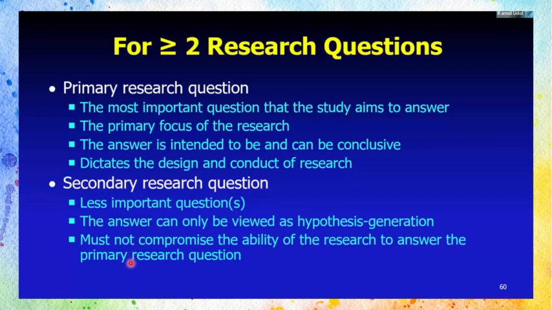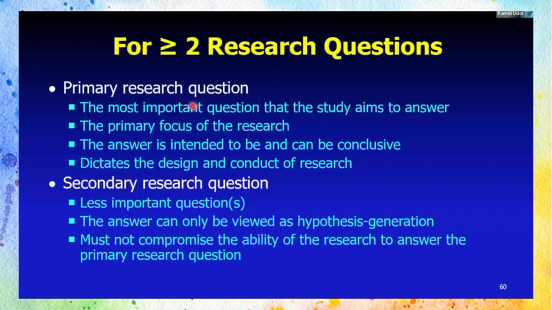Very important, if you have secondary research questions, they must not compromise the ability of your research to answer the primary research question. If you have so many secondary research questions that they compromise the quality of research, then you will not get a valid answer to the primary research question. It will be better to drop all those secondary research questions, ignore them all, and focus just on the primary research question. Okay, so you can have more than one research question in your research project. If so, you need to specify which one is your primary research question.